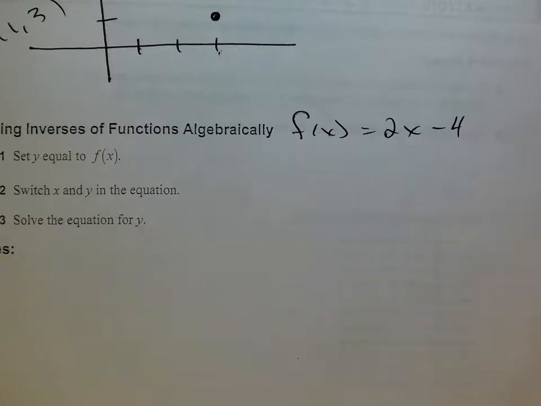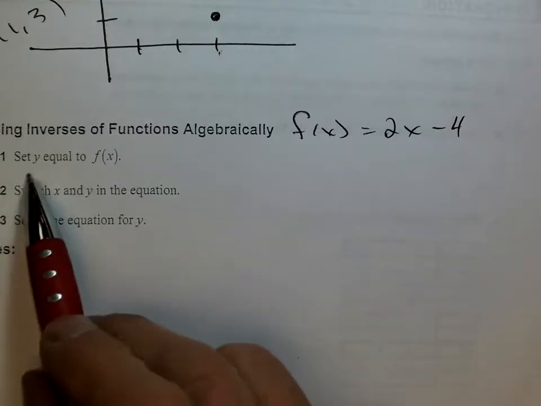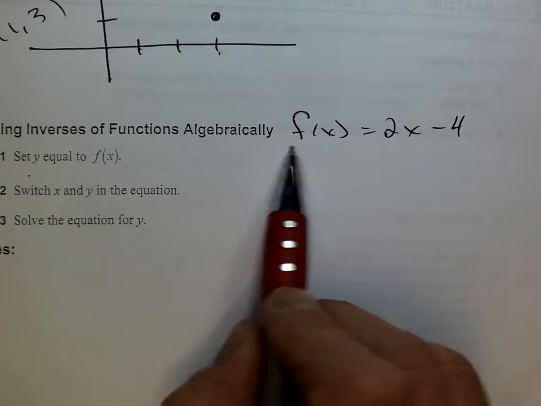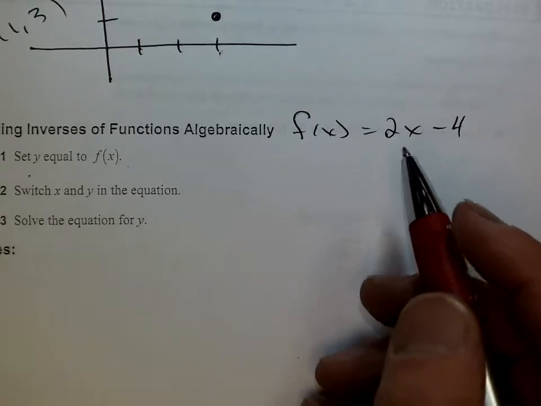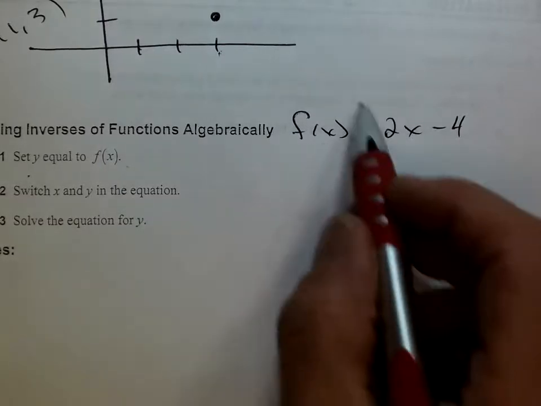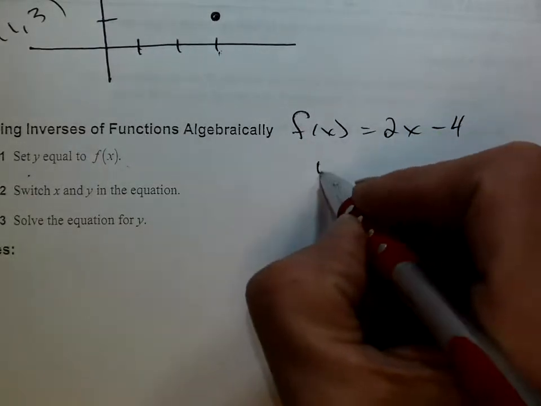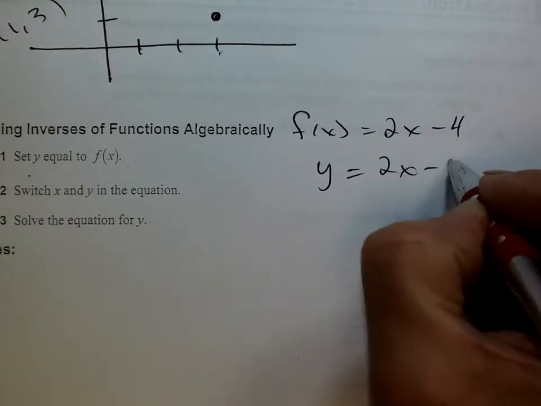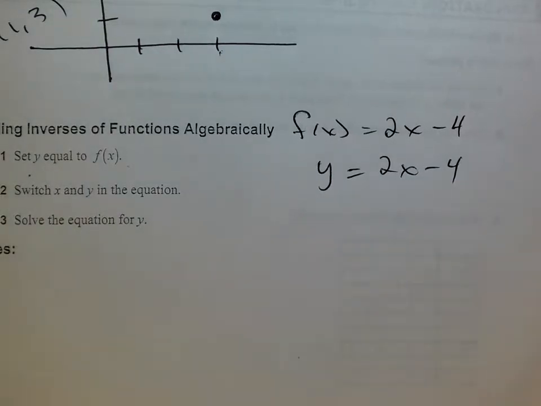So, step one, it says set y equal to f(x). f(x) kind of bothers a lot of kids, but keep in mind, I keep saying y and f(x) are the same thing. They really are. If you don't like f(x), just change it to y. So y = 2x - 4. In this class, it's the same thing. Eventually, when we get to pre-calculus, it will mean something different, but you guys don't need to worry about that.